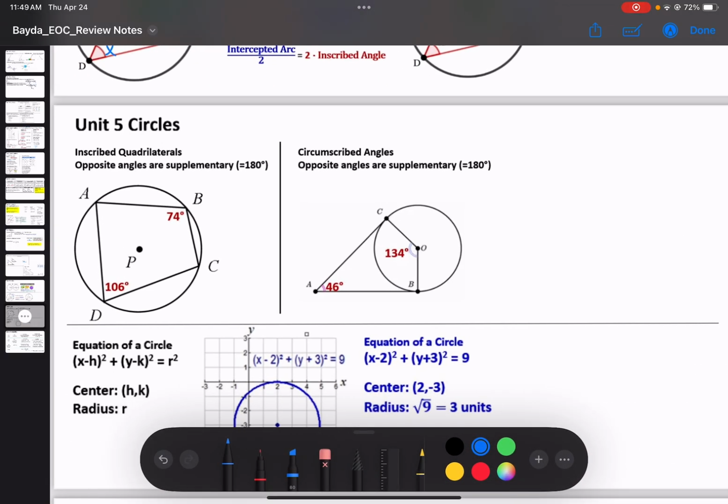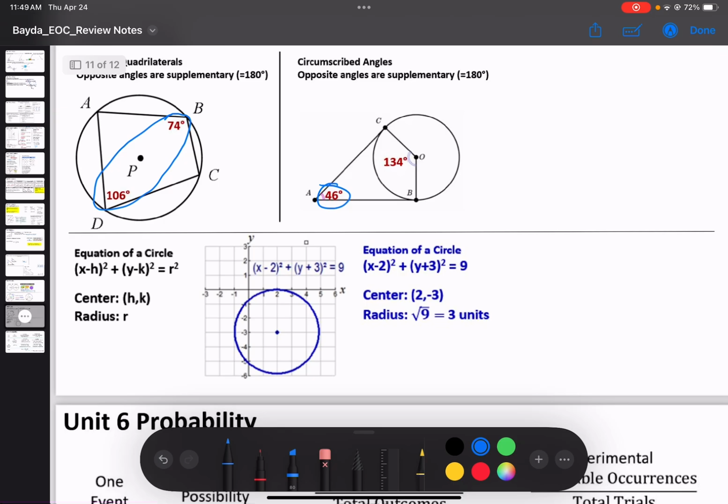Furthermore, if you have an inscribed quadrilateral as well, you want to know that your opposite angles inside of your inscribed quadrilateral, they're going to be supplementary. So those would add up to 180. Furthermore, if you want to find a circumscribed angle, which comes off of the circle like this, you just want to take 180 minus the arc.